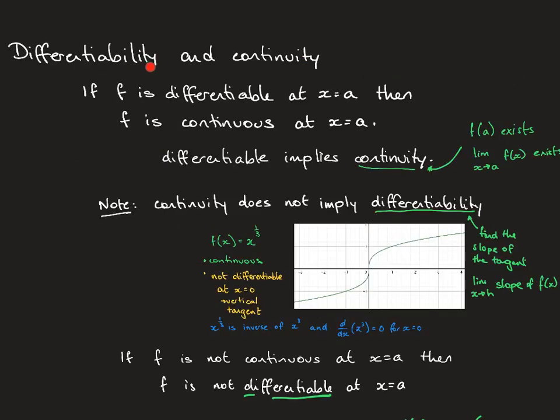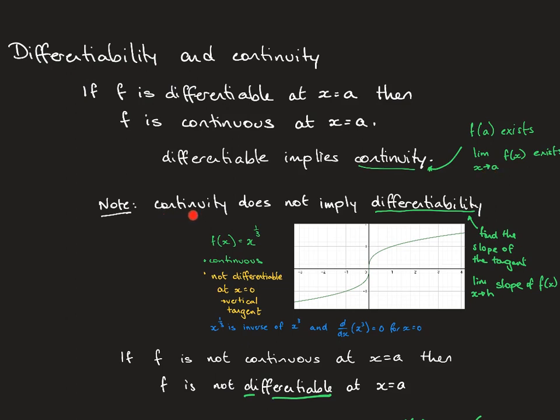So let's look at the relationship between differentiability of a function and the continuity of a function. If a function is differentiable at a particular point, then the function is continuous at that point as well. So if it's differentiable at a point, it has a smooth curve at that particular point. And so differentiability implies the continuity of the function. It implies that f of a exists, and it implies that the limit of that particular function exists.